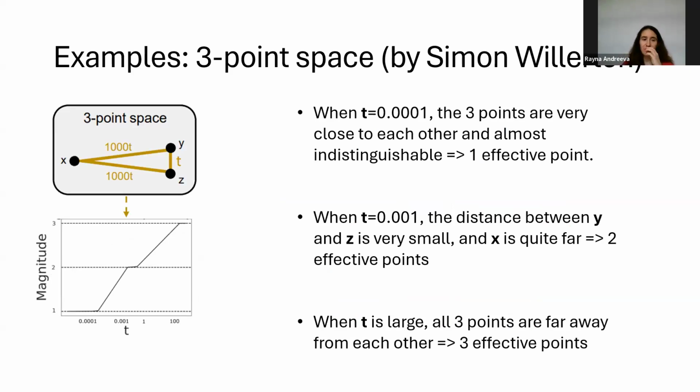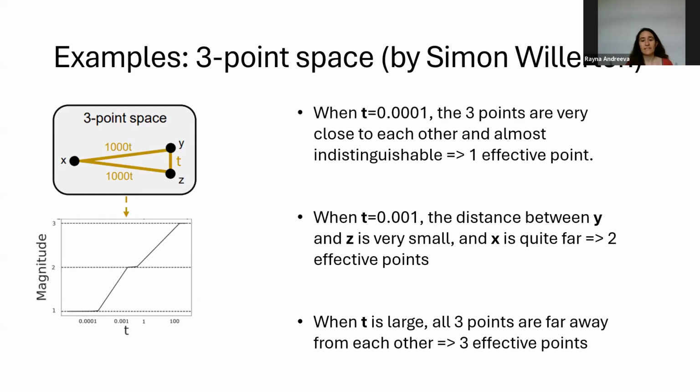Let's place 1 point x, distance 1000 t apart, to our original points. And again, let's play the same game. What happens when we vary t? When t is very small, the 3 points are going to be, again, very close to each other and almost indistinguishable. So again, we effectively have 1 point.